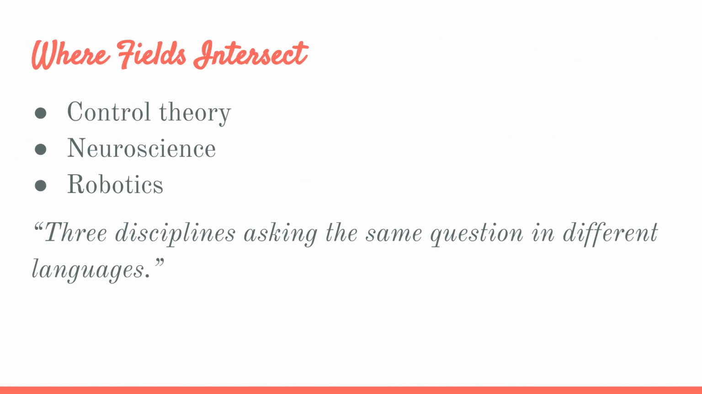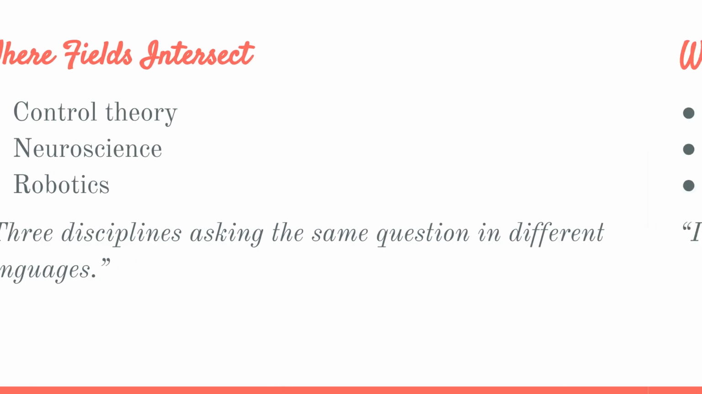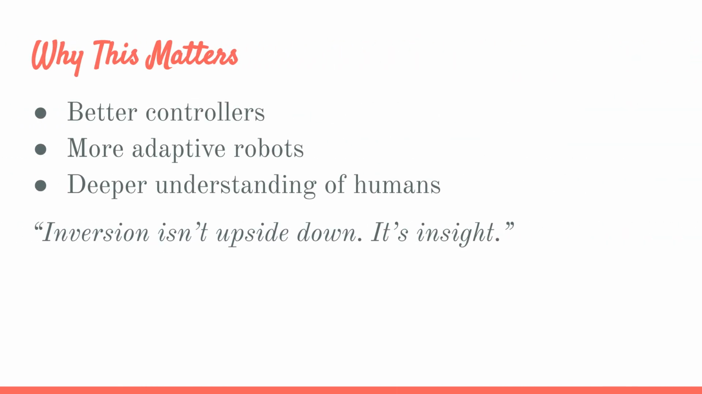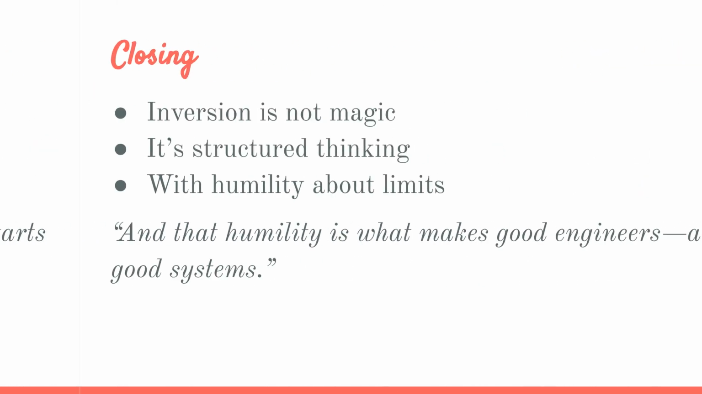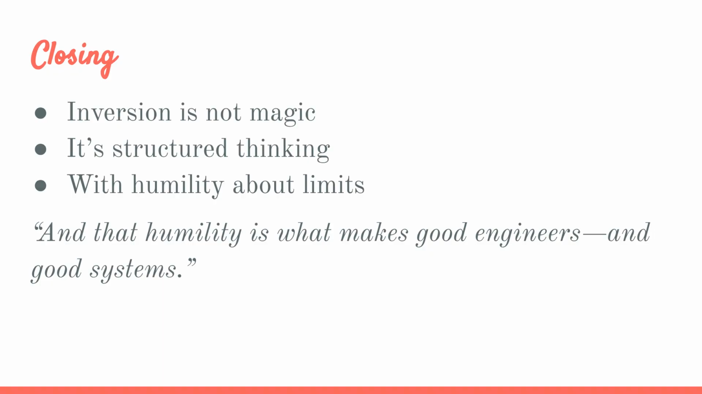Control theory, neuroscience, and robotics intersect when asking the same fundamental questions using different terminology and approaches. Understanding these concepts leads to better controllers and more adaptive robots, offering a deeper understanding of human capabilities. Inversion is not upside down. It is a source of insight. The key takeaway is that not all systems can be inverted, and feedback is essential to make inversion usable. Learning systems blur the boundary, showing where control becomes more organic than mechanical. In closing, inversion is structured thinking, not magic. It requires humility about system limits, which is what defines a good engineer and makes robust systems.